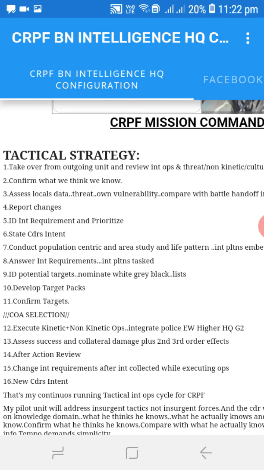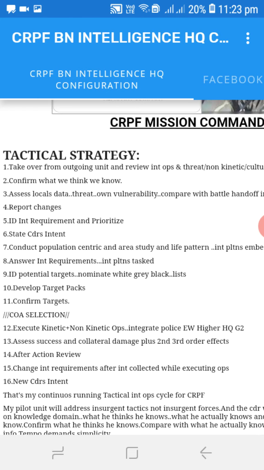After action review, change in requirements after int collected while executing ops. Whenever operations are conducted, int requirements change. The operations are dynamic. I had asked the Kolkata IGP about this thing, and he said that yes, the CRPF does have int and ops integrated. I was surprised because there's no organic int unit. So how can you integrate IB and source information, intelligence, with operations of a CRPF unit?